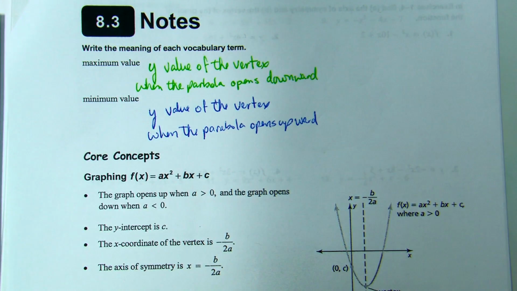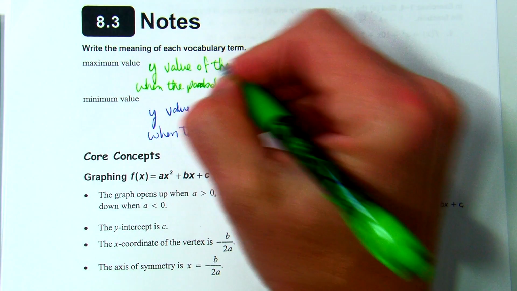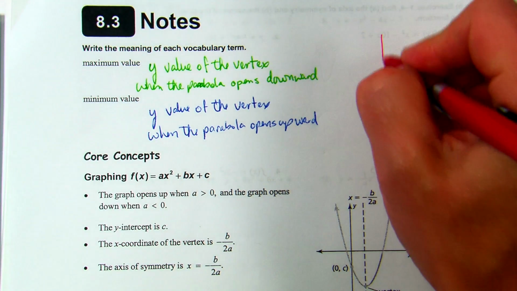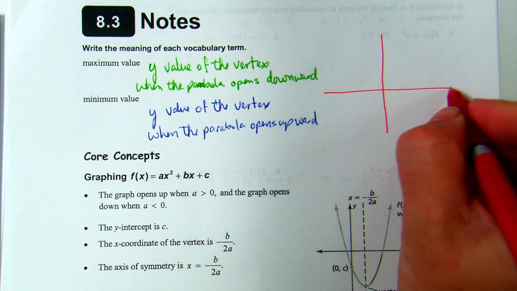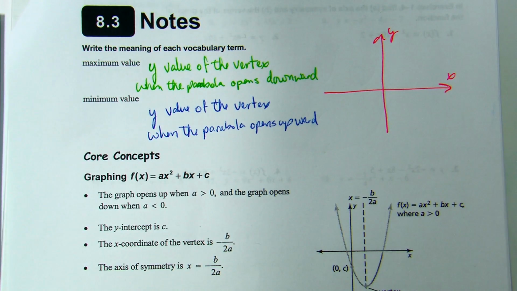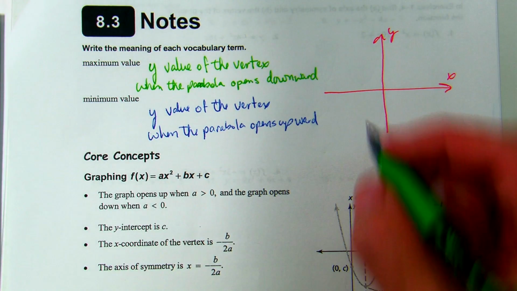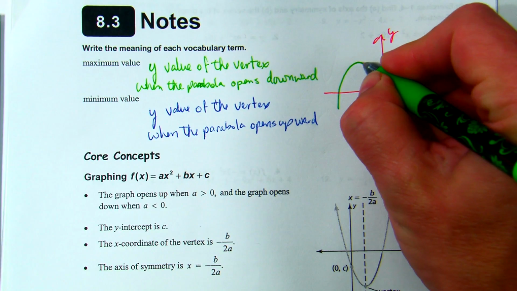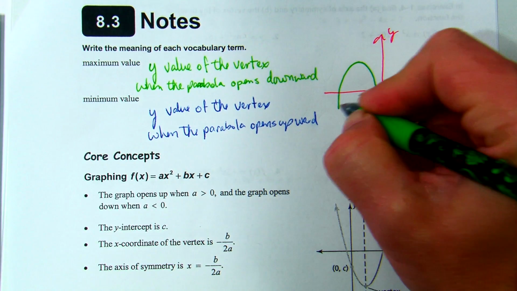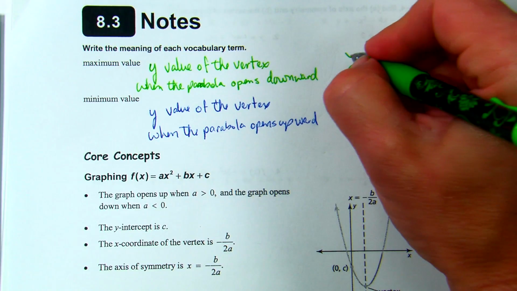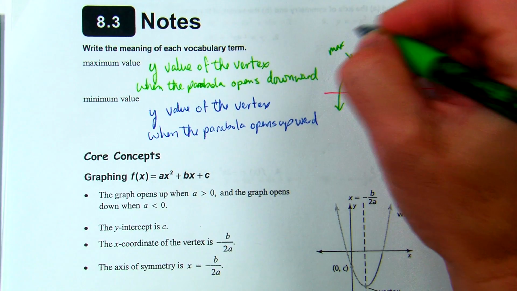Okay, so when it opens upward, right? If we have our graph over here, we're going to have a graph like so. There's my y, there's my x. If I have a max, the maximum is going to be when the parabola opens downward. So if I have a max, here's my parabola open downward. I'm talking about the point here. Okay, that's going to be a max.